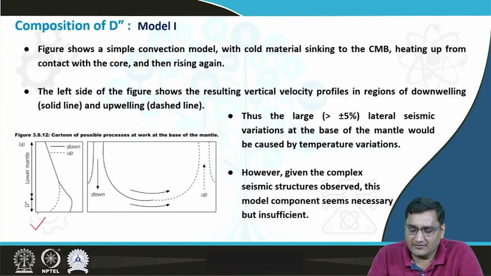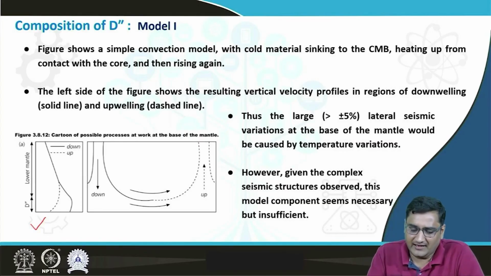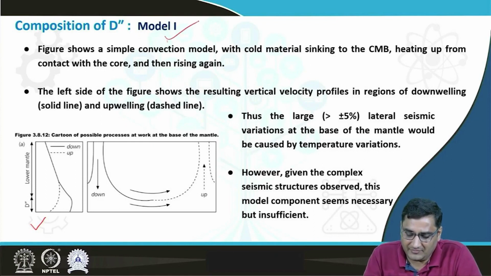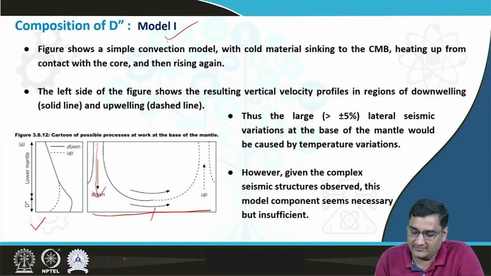So, in order to understand the composition of D double prime, we can have three possibilities, and we are going to discuss all those three possibilities. This is model one, and as per this model, there might be a simple convection model where cold material is sinking into the core mantle boundary. So this is the material that is sinking down to the core mantle boundary here, and that material, after coming in contact with the core, gets heated up and then rises again over here.